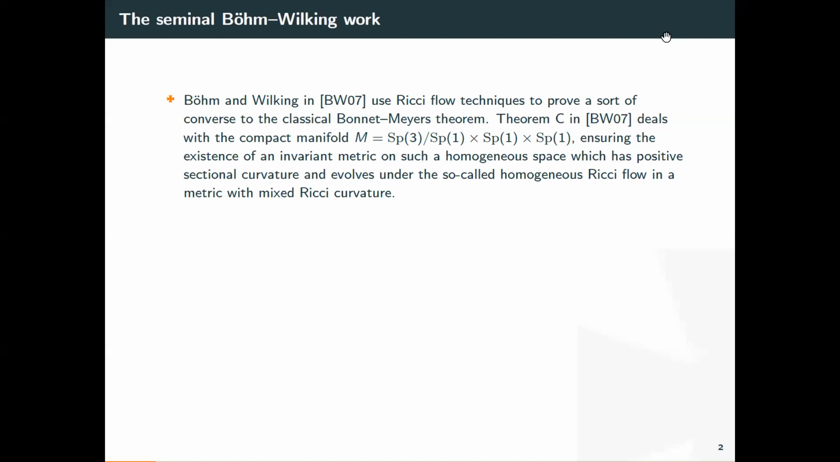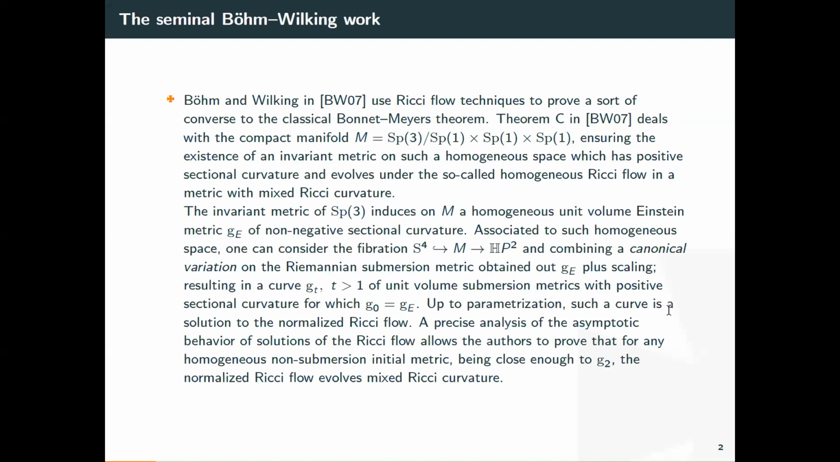A byproduct of their results is that when you look at this homogeneous space, SP3 over SP1 times SP1 times SP1, they can ensure the existence of a metric with positive sectional curvature that, under the homogeneous heat flow that I'm going to recall to you very soon, loses this property of being positively curved. It means that there exists a plane that is non-positively curved. So what is the idea behind the construction of this metric to begin with?